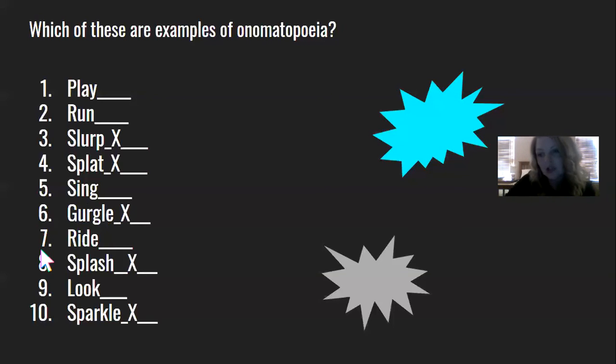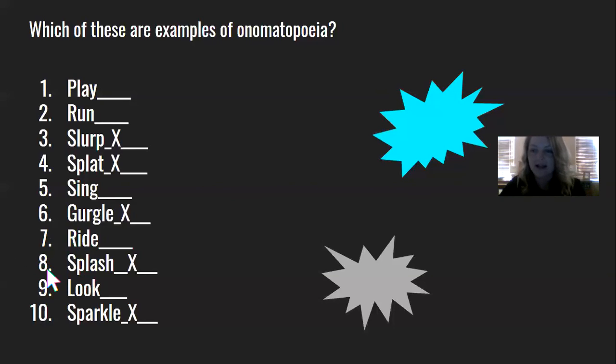Number 7 is ride. Same thing. It's an action, but is it making a sound? No. And I'm going to give you a little example here. Instead of the word ride, if you wanted a sound effect word that would go with ride, you could put a word like vroom. That would be a total sound effect word, vroom. But ride on its own, not really a sound effect word.